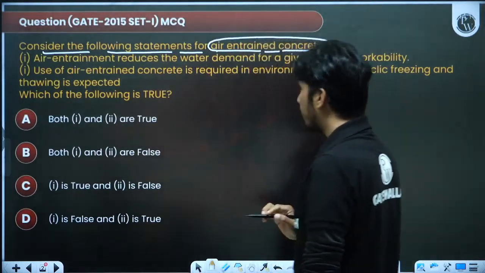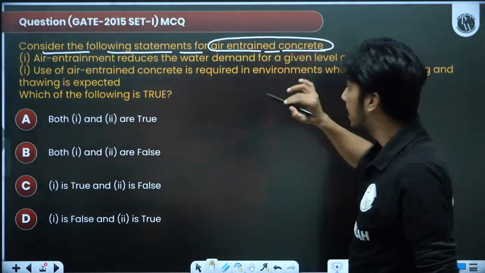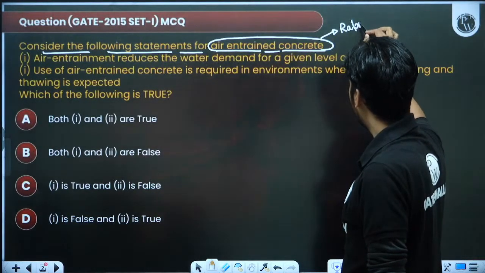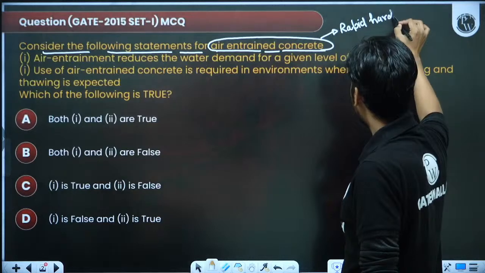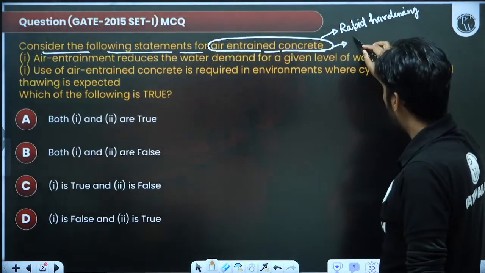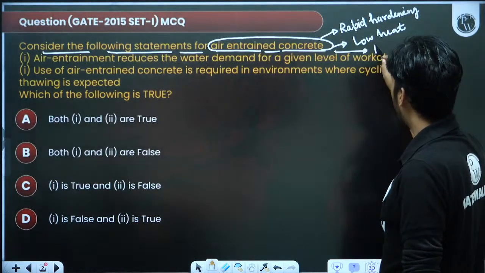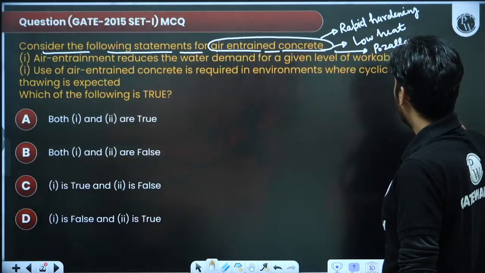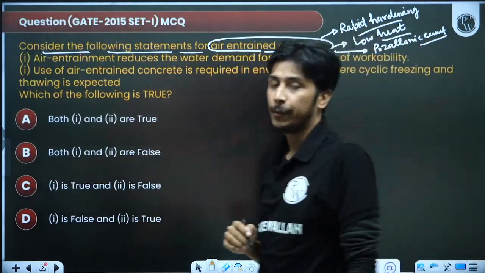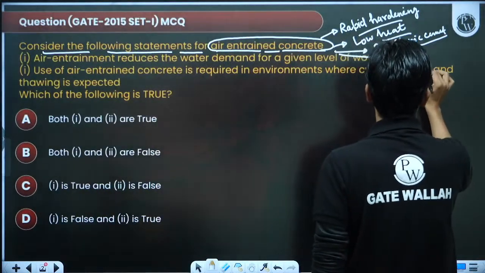Now, what is the possibility of this repeating? They may ask about air entrained concrete, the different aspects of air entrained concrete. They have asked about air entrained concrete, so they may also ask about rapid hardening concrete, a concrete where rapid hardening is asked. They may ask you about concrete which is low heat, where low heat cement is used. They may ask you about pozzolanic material, pozzolanic cemented concrete. So they may ask you about any variety of concrete. They may ask you about FRC, fiber reinforced concrete.